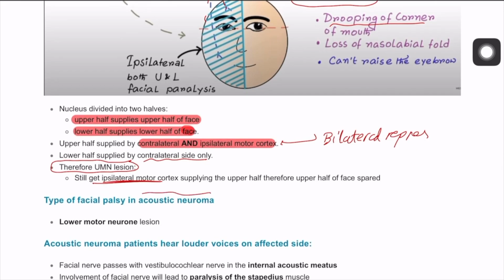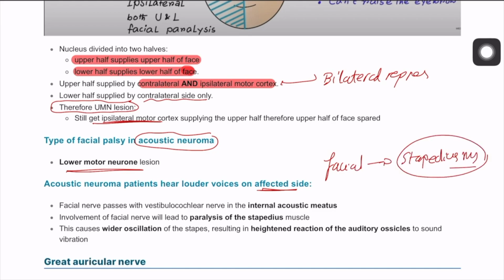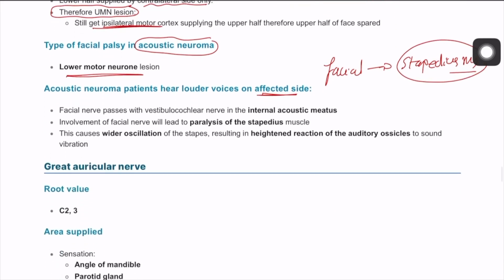As for the type of facial nerve palsy in acoustic neuroma, that would be lower motor neuron. An acoustic neuroma patient hears louder voices on the affected side. Remember when we said the facial nerve gives a branch to the stapedius muscle? When this is paralyzed, the muscle becomes very loose, and there will be wider oscillation and heightened reaction of the auditory ossicles. The patient will initially hear the voice louder and later on will completely lose the hearing on this side.